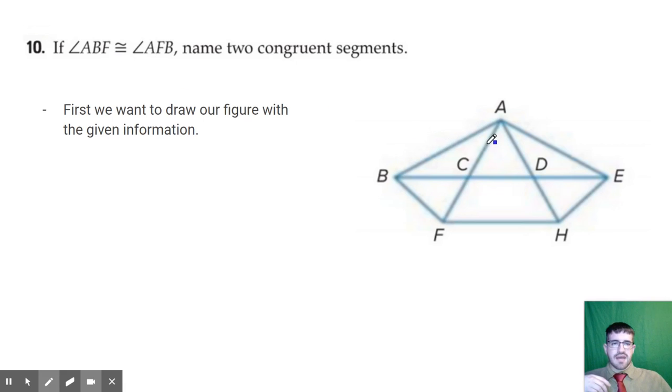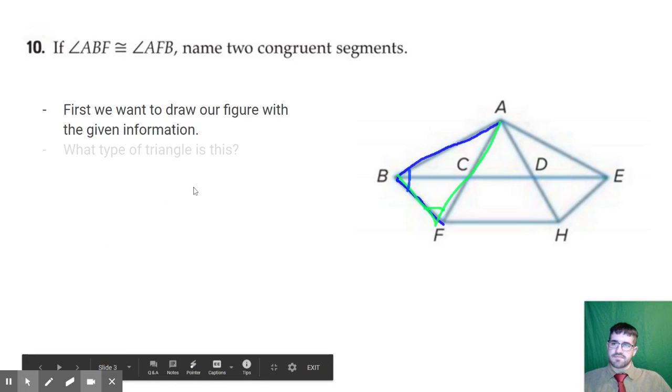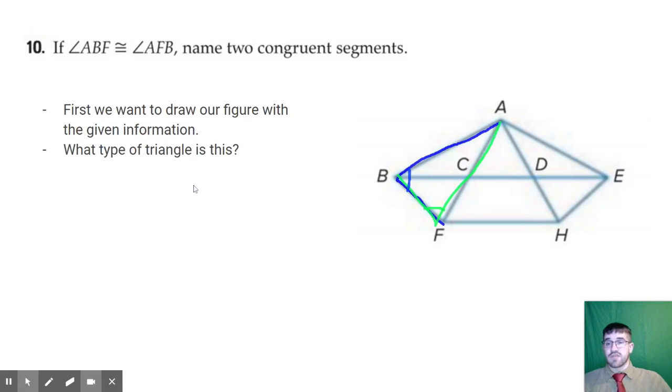So we have angle ABF congruent to angle AFB. I should probably mark this angle in blue. We want to name what 2 segments are congruent. And then you ask yourself, what type of triangle is this? This is also an isosceles triangle, and we know that because we have the 2 base angles congruent, angle ABF and angle AFB.